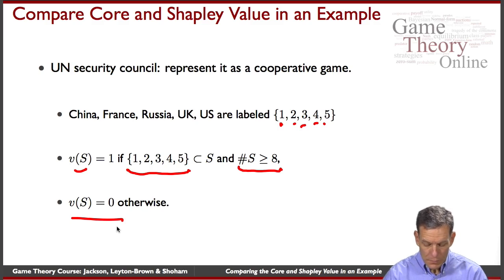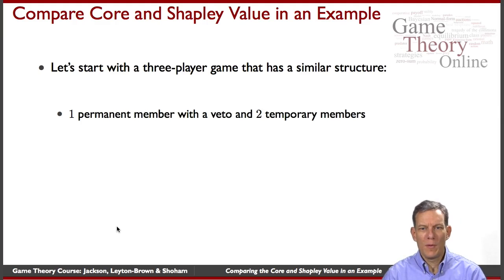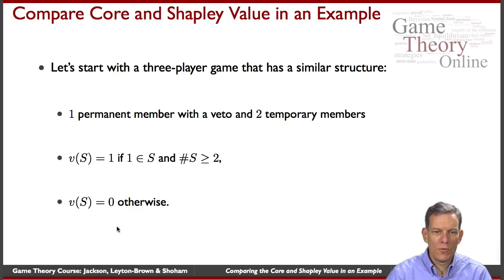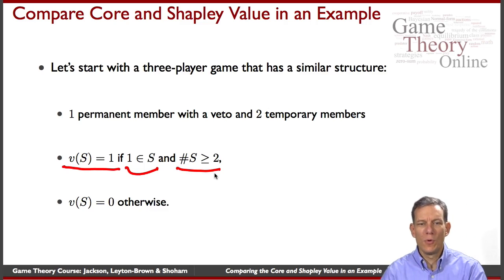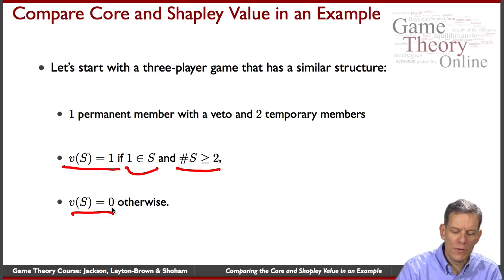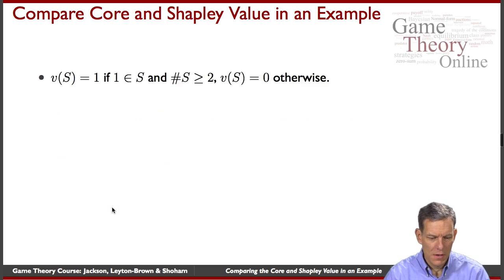In order to do that, let's start with a simple 3-player game that has a similar structure. This is a simplified version of the UN Security Council: 1 permanent member with a veto and 2 temporary members. And we still operate by majority rule. So the value of a coalition is 1 if you've got player 1 as a member, and you've got at least 2 members on board. So if at least 2 agree and player 1 is one of them, you can pass something. Otherwise, you can't. That's a simplified version, but it has the same kind of structure as the UN Security Council. So what happens?